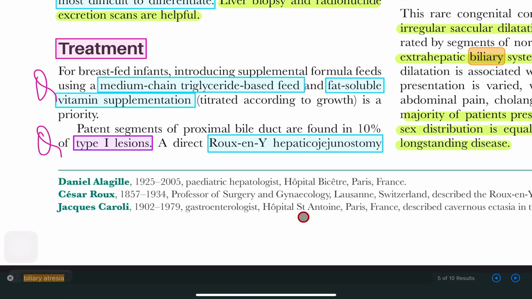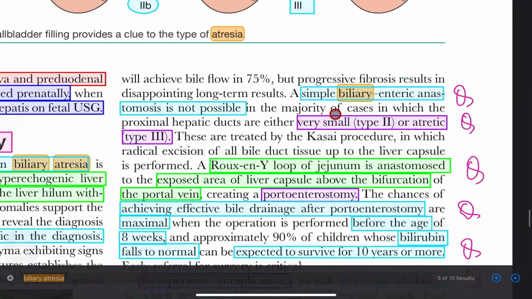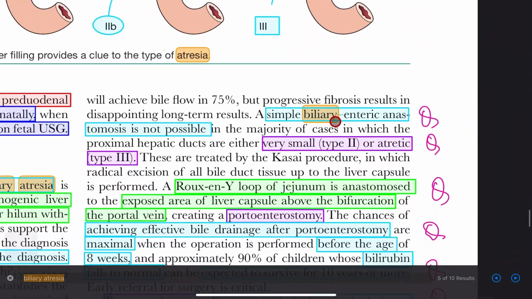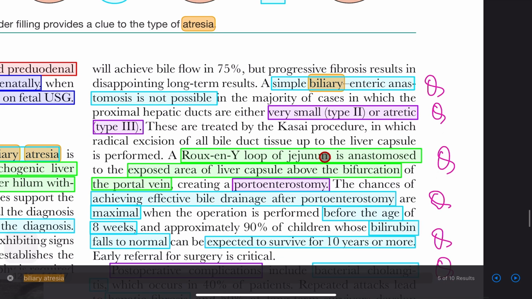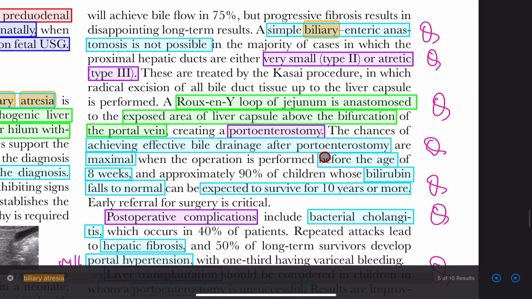In surgical treatment, for type 1 lesion it is Roux-en-Y hepaticojejunostomy. A simple biliary anastomosis is not possible in type 2 and type 3. So a Roux-en-Y loop of jejunum is anastomosed to the exposed area of liver capsule above the bifurcation of the portal vein. This creates a portoenterostomy.